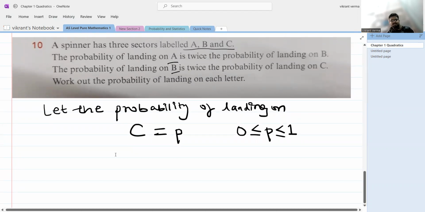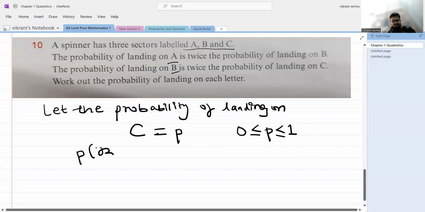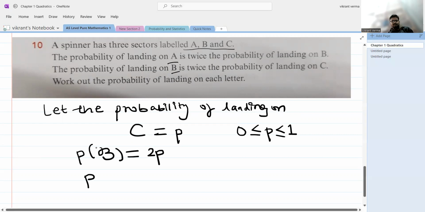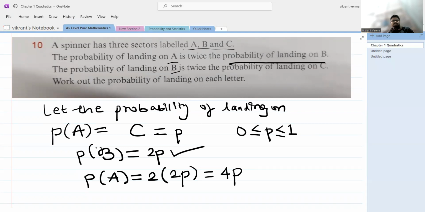So if the probability of C is p, then according to our question, the probability of landing on B is twice the probability of landing on C. So, writing in short form, the probability of landing on B is 2p. Similarly, the probability of landing on A, denoted by P of A, is twice the probability of landing on B. Since the probability of B is 2p, it will become 4p. This is the probability of landing on A.